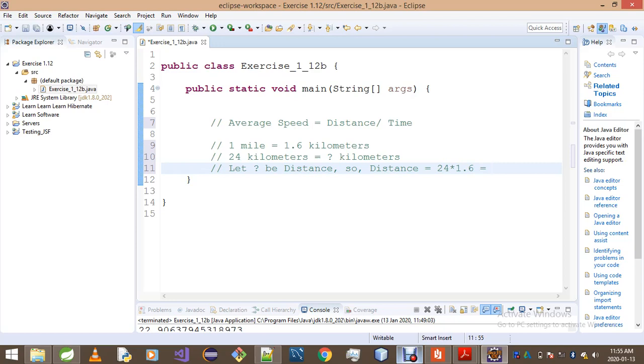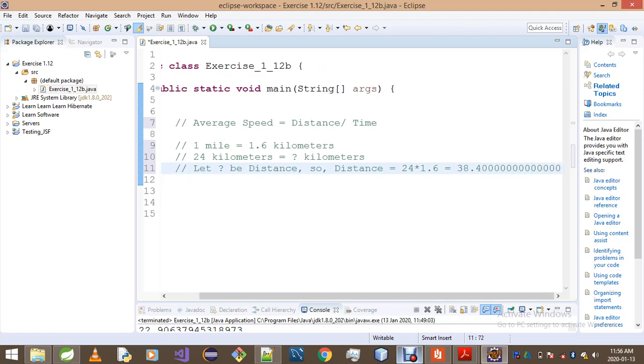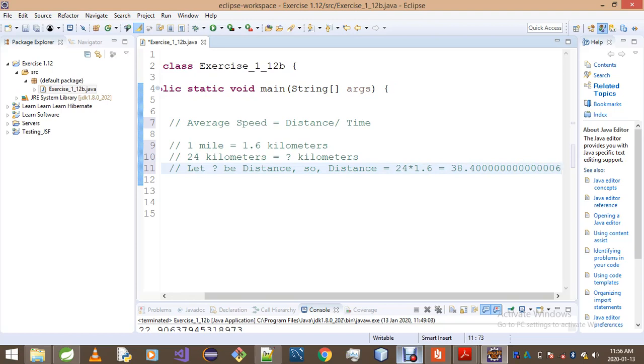As I told you guys, I did the calculations aside. So our answer is 38.4 followed by 13 zeros and a 6.